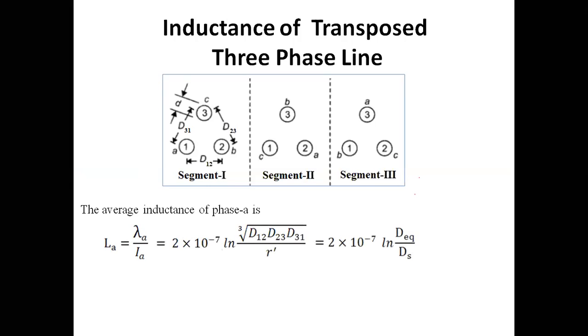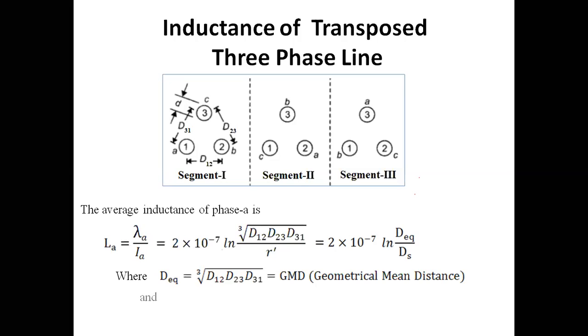It is 2 into 10 to the minus 7 ln D equivalent by DS. The numerator part is called D equivalent, which is the cube root of all three distances. That is called GMD, geometrical mean distance, and the denominator part DS equals R dash is called GMR, geometrical mean radius.